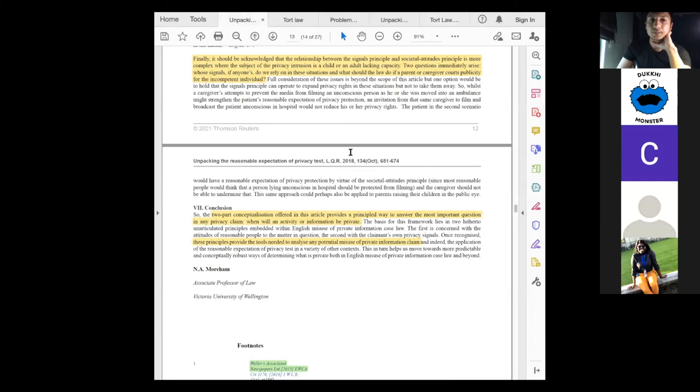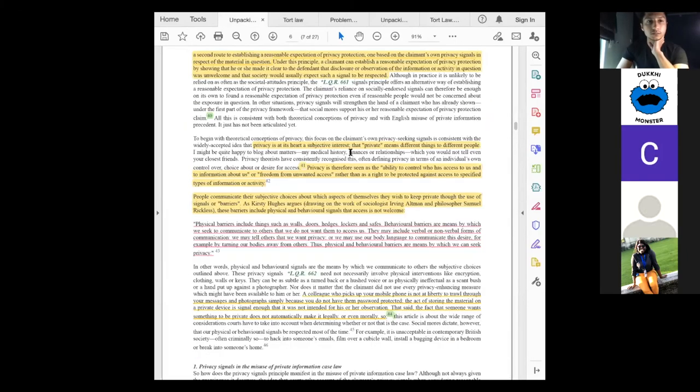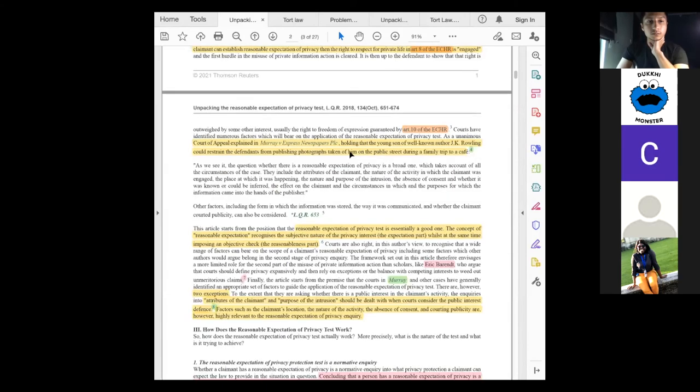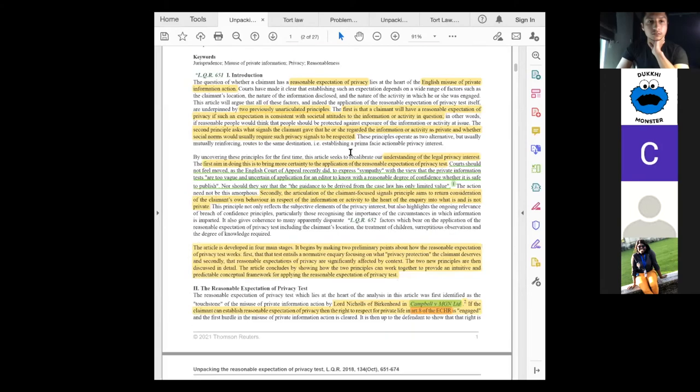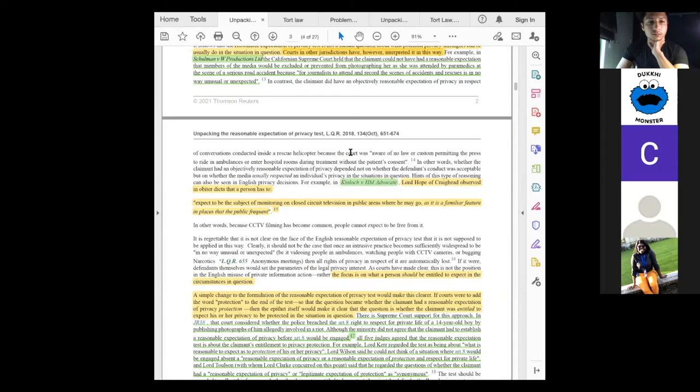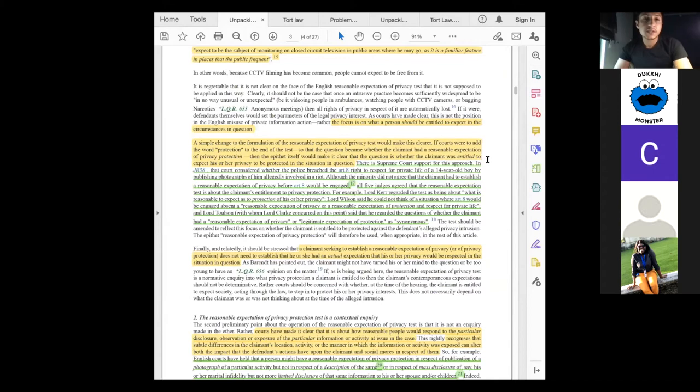She says a simple change to the formulation of the reasonable expectation of privacy test would make this clearer. If courts were to add the word protection to the end of the test, so that the question became whether the claimant had a reasonable expectation of privacy protection, then the test itself would make it clear that the question is whether the claimant was entitled. So it is the entitlement part, I think, which is the reason that she says the word protection should be added, to expect his or her privacy to be protected in the situation in question.